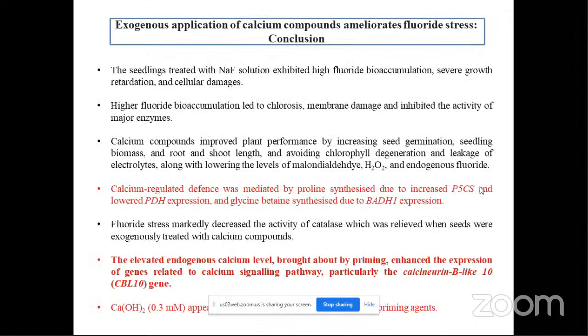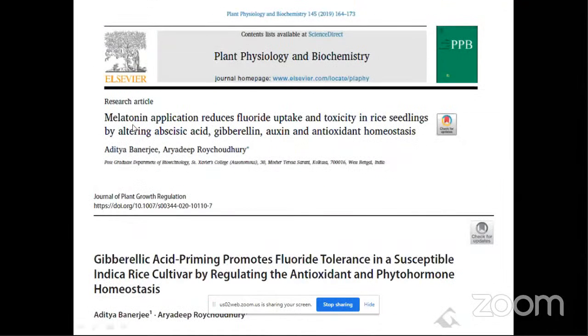In a similar fashion, we also showed melatonin. Now I will spend a little time on melatonin, because most of us know that melatonin is an animal metabolite. But plants do have melatonin, and particularly in rice you have quite a significant amount. In plants, apart from regulating circadian rhythm, a lot of work is going on in recent times showing that melatonin acts as an antioxidant.